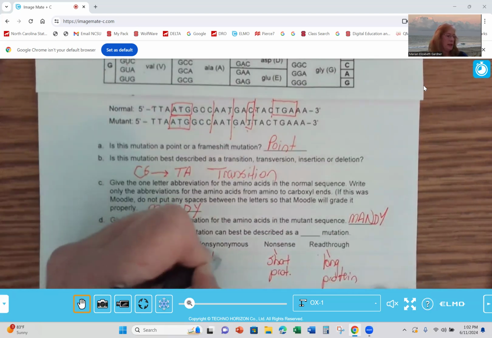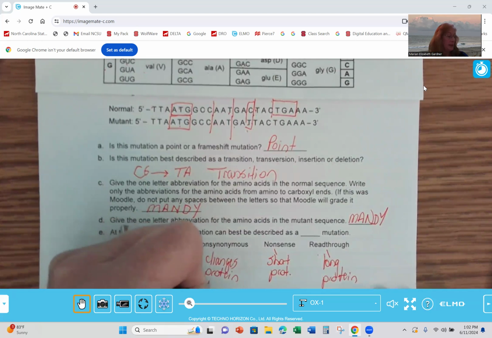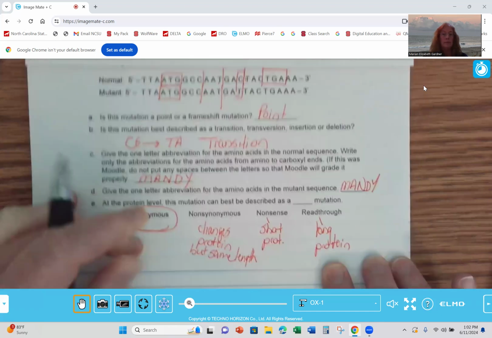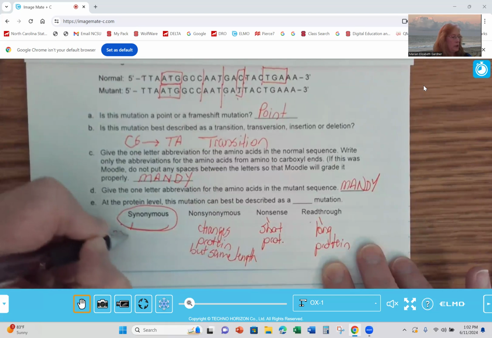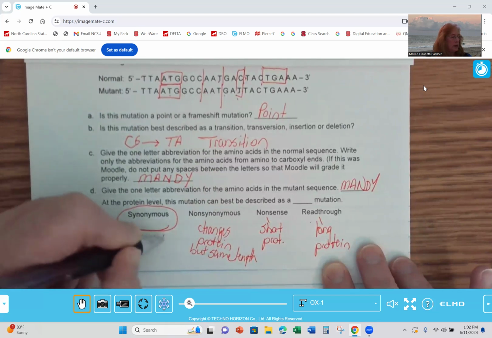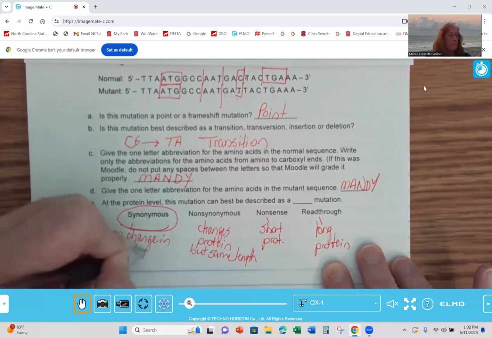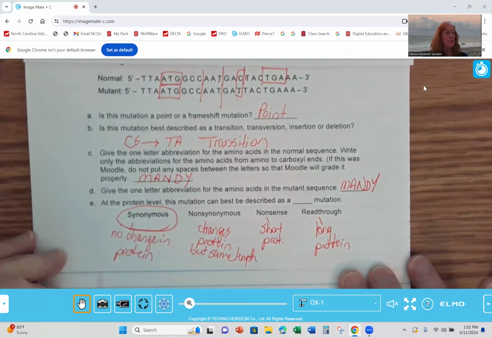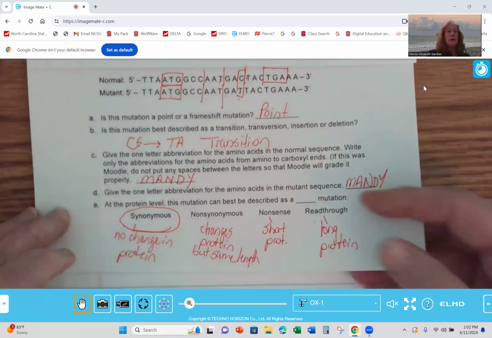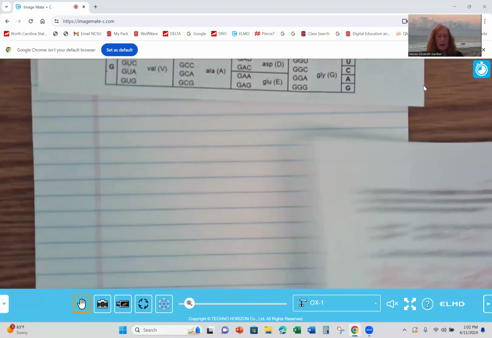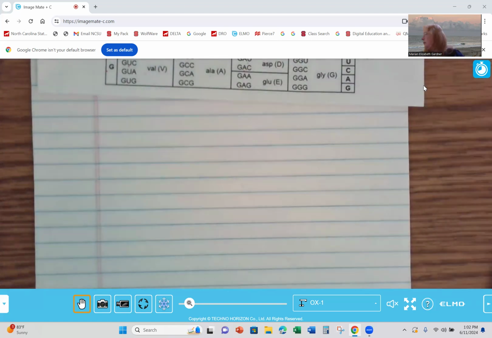This one changes the protein, but the same length. And this one, no change in the protein. Like I said, there's quite a bit of vocabulary involved with this, and I encourage you to make a list of it and then practice using the vocabulary as you solve the problem so that you become comfortable with it. I think we've got another problem or two here.